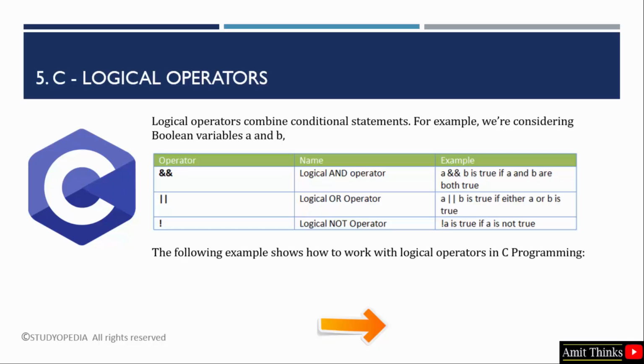Now guys, let us see the logical operators in C language. These operators combine conditional statements like shown in the table: the logical AND operator, logical OR operator, and logical NOT operator. AND is true if both A and B are true. OR is true if any of A or B is true. NOT is true if A is not true. Let us understand with an example.